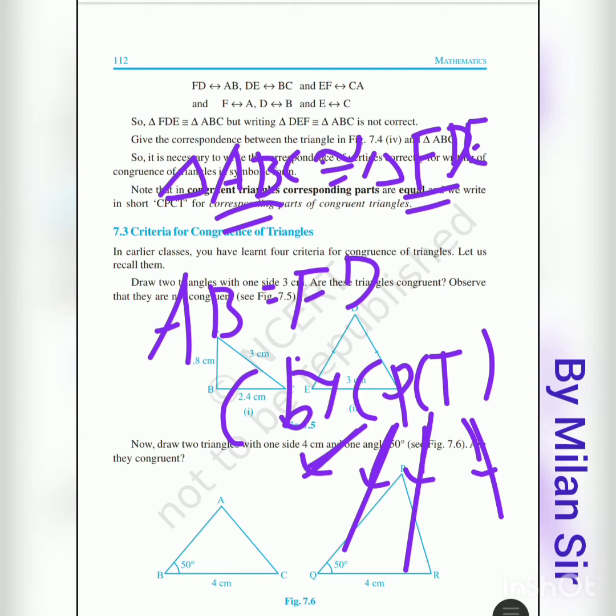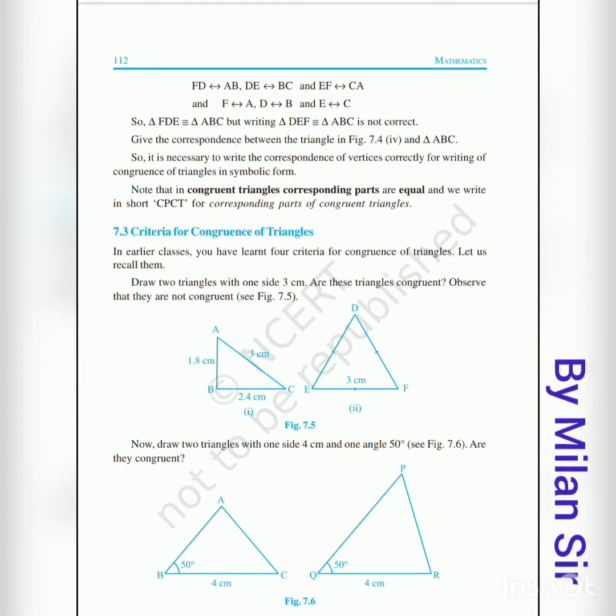Okay, corresponding part you already know because recently I explained to you, right? Corresponding parts of the congruent triangles. Here in standard 9 you learn about the congruency. In standard 10 you learn about the similarity of triangles. There is a little difference between congruence and similarity, but right now you need to learn about the congruency. Okay, so here the full name is given to you, corresponding parts of congruent triangles.